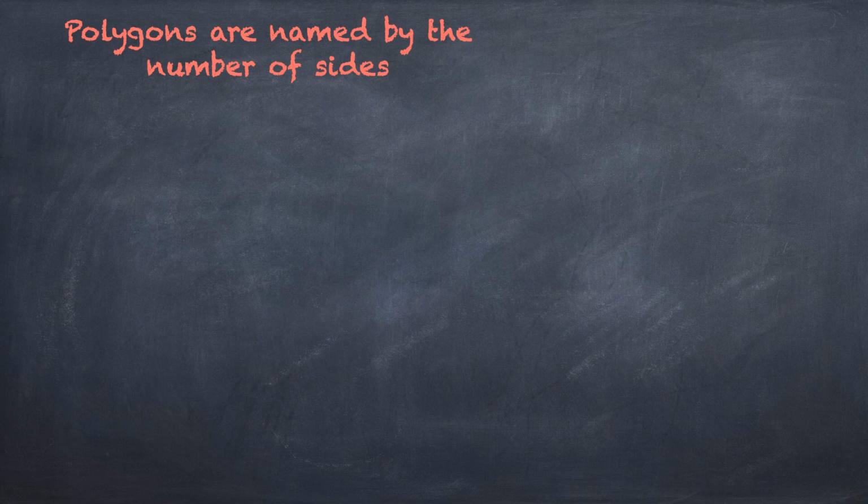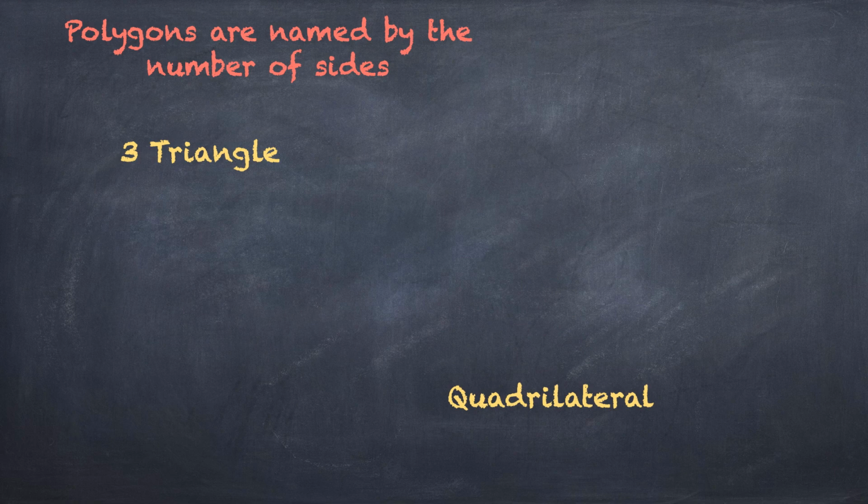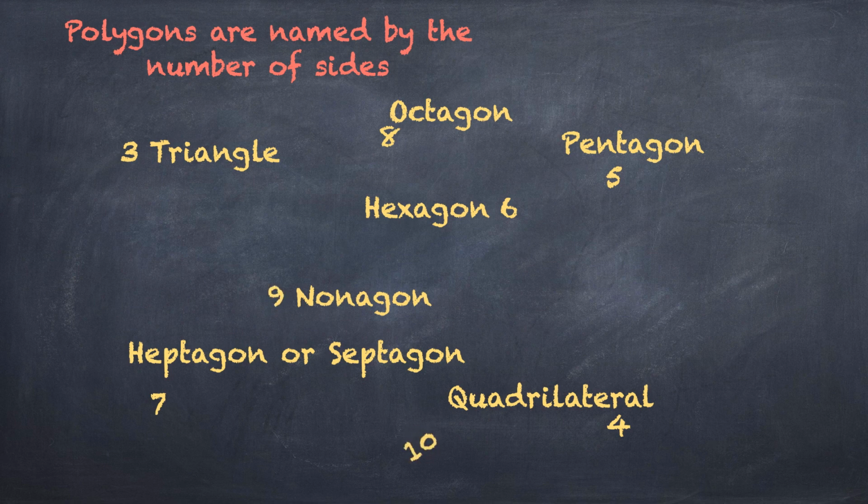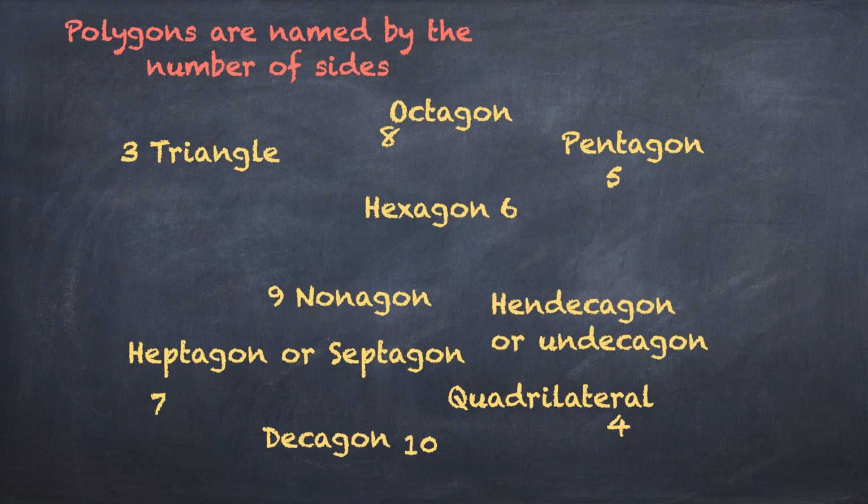Polygons are named by the number of sides. If I have 3 sides, it's a triangle. 4 sides is a quadrilateral. 5 sides is a pentagon. 6 sides, hexagon. 7 sides can be a heptagon or a septagon. Octagon is an 8-sided figure. A 9-sided figure is a nonagon. A 10-sided figure, decagon. An 11-sided figure is a hendecagon or undecagon. And a 12-sided figure is a dodecagon. We can also have an n-gon, which means that it has n number of sides.